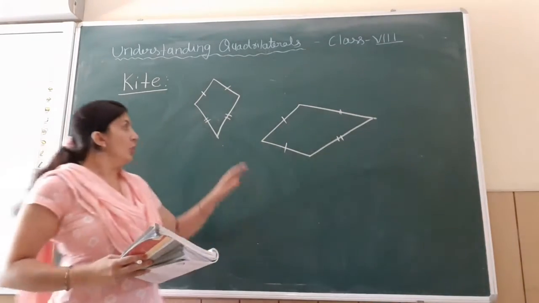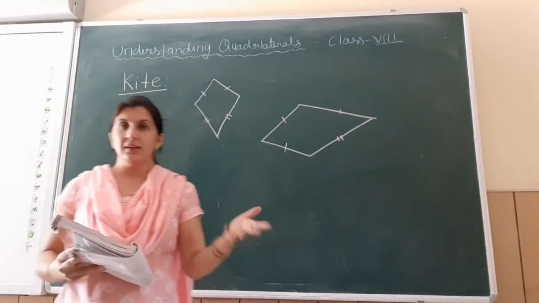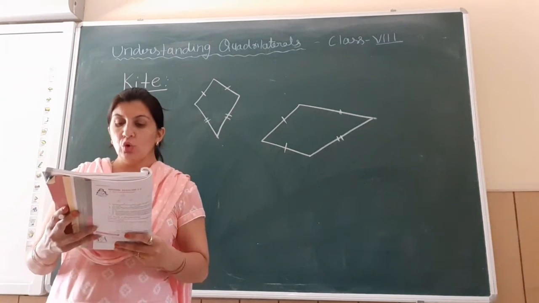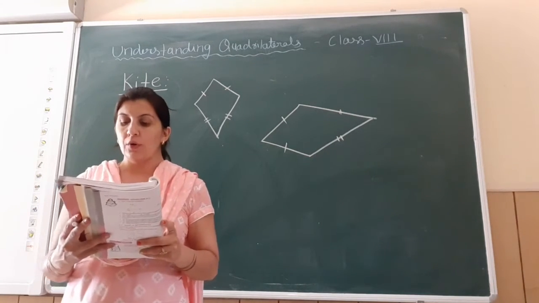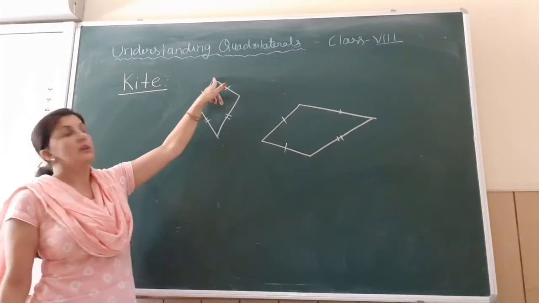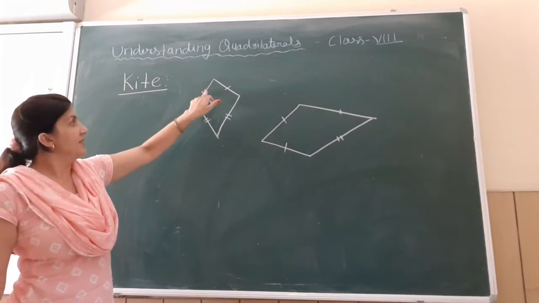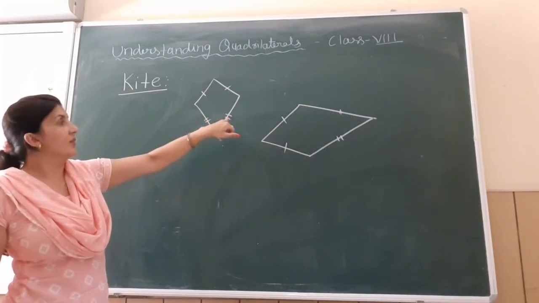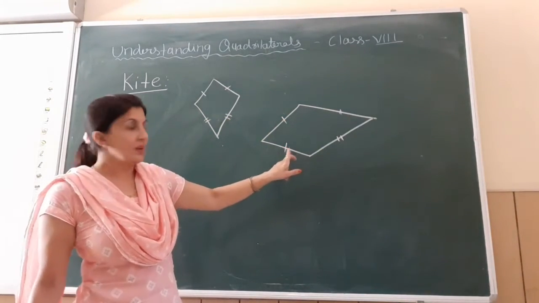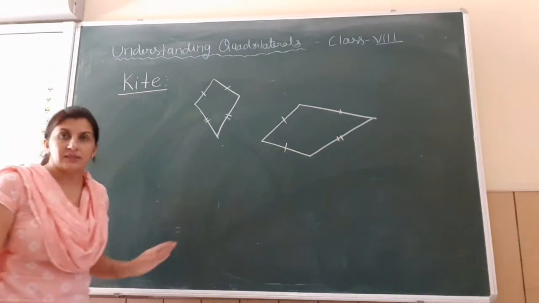A kite has four sides: 1, 2, 3, 4. In general, you have also seen that a kite has four sides. There are exactly two distinct consecutive pairs of sides of equal length. Consecutive pairs means the lines which are attached at one point. These lines' lengths will be equal. This is equal to this, and this line is equal to this line. Likewise, this line and this line are equal in length, and this line and this line are equal in length. Then we say that yes, it is a kite.